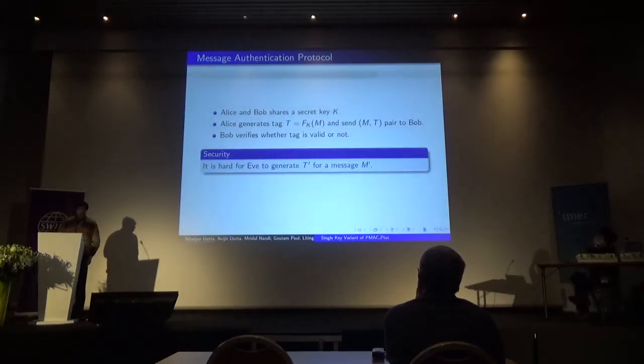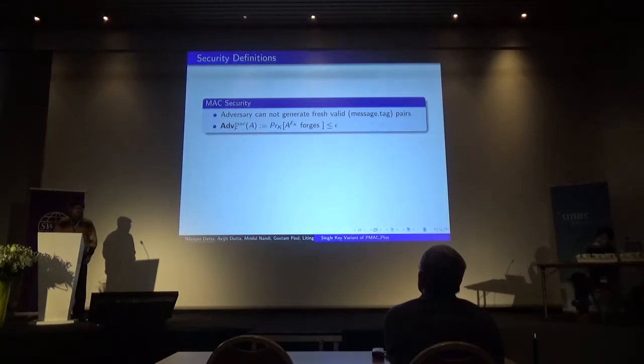The security requires that it should be hard for any third person Eve to generate a tag T prime for a message M prime. So it is hard for a third person to tweak the message and still have a valid tag for it. In more formal notation, in the MAC game, an adversary can make many queries and gets back the tags, and the advantage of the function is given by the probability that A with F_K forges, that means it generates a new fresh message-tag pair. If this is bounded by epsilon, then we call the MAC advantage epsilon.